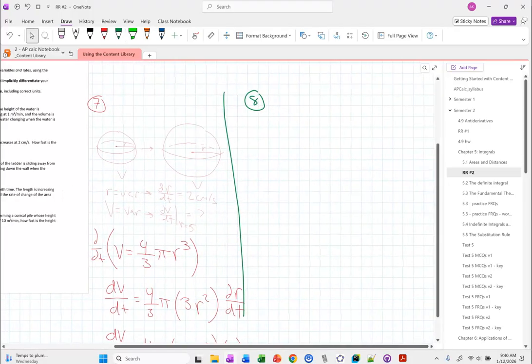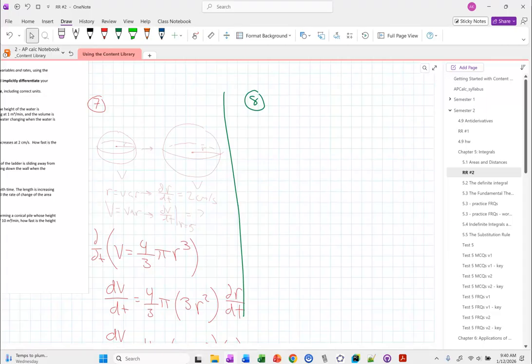Problem 8 says the length L and the width W of a rectangle are changing with time. The length is increasing by 4 centimeters per second, while the width is decreasing by 1 centimeter per second. Find the rate of change of the area when L is 10 and W is 6. Okay?